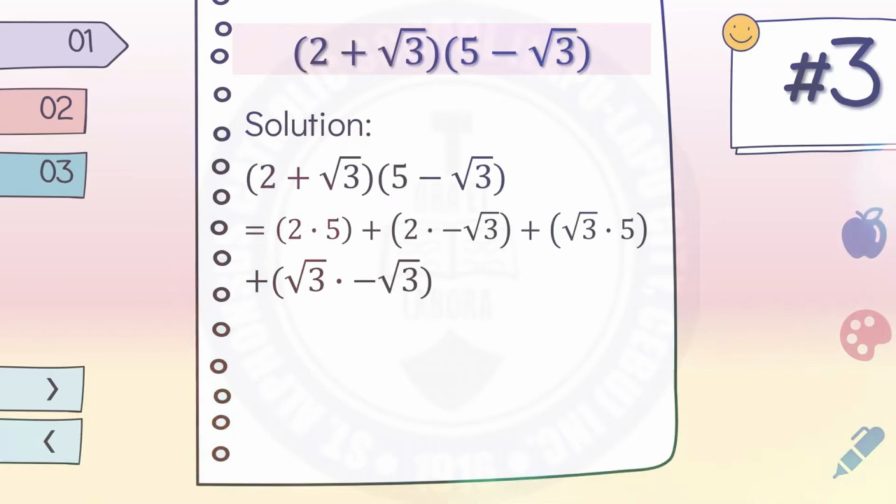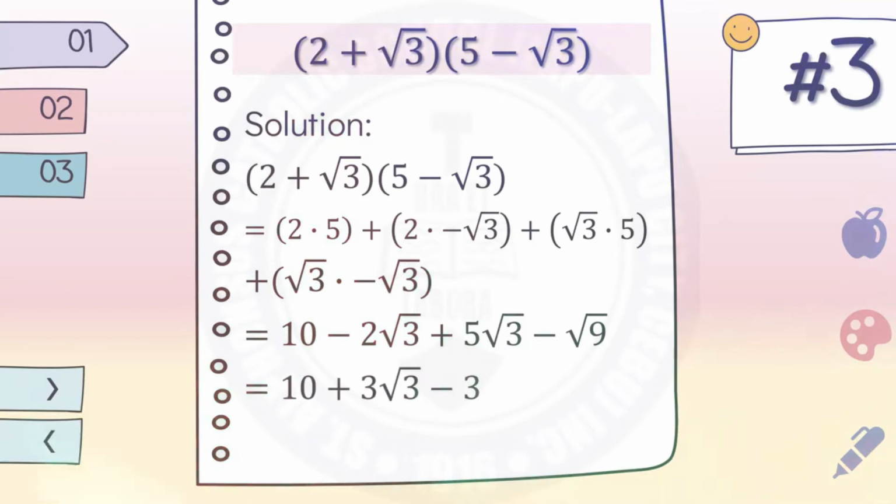And as we continue simplifying this one, 2 times 5, that's 10. 2 times negative square root of 3, that's negative 2 square root of 3. Square root of 3 times 5, that's 5 square root of 3. And square root of 3 times negative square root of 3, that's a negative square root of 9.